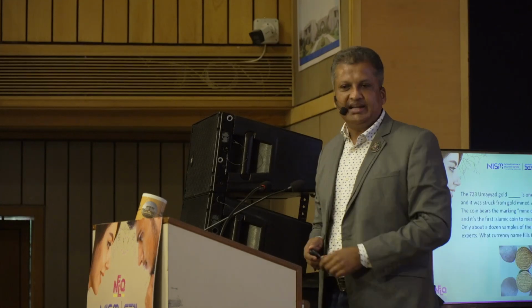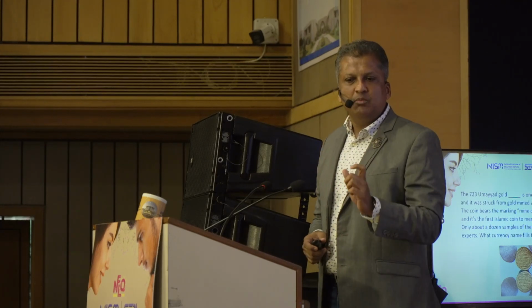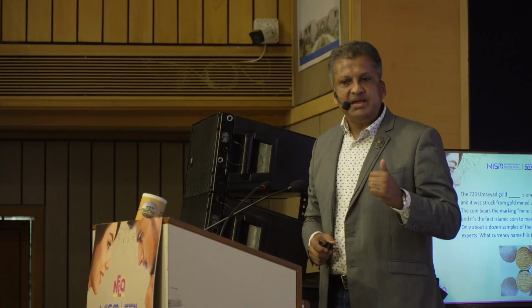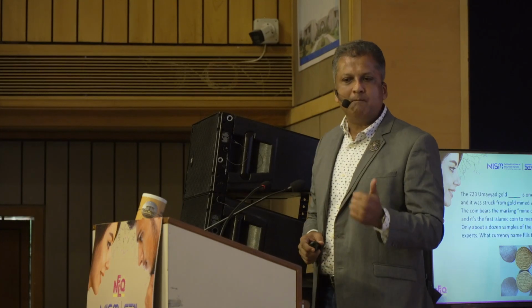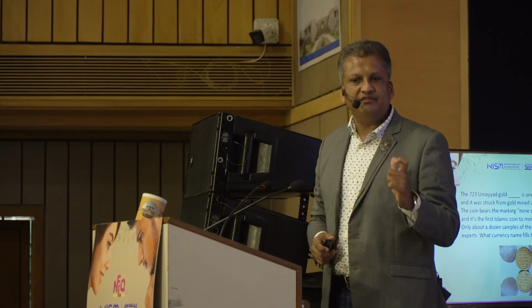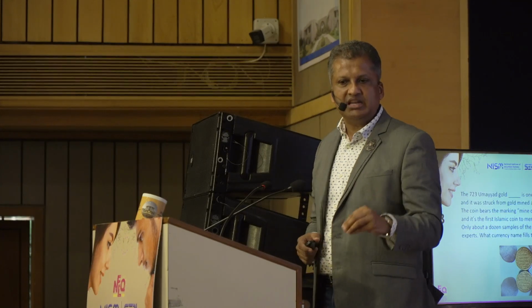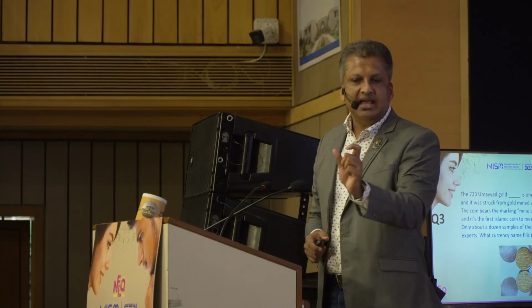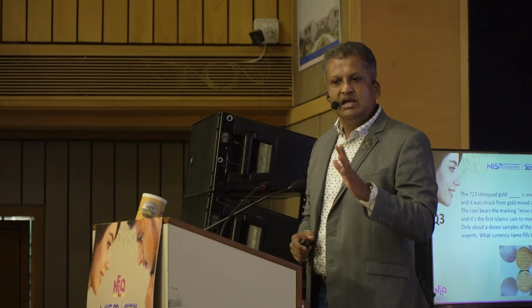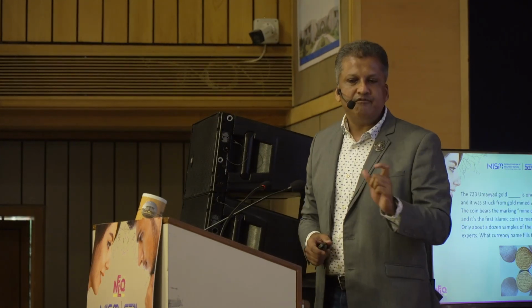Team B, you're direct. The 723 Umayyad gold blank, that blank is the name I want, is one of the most prized Islamic coins because it was struck from gold mined at a location owned by the Caliph himself. The coin bears the marking "Mine of the Commander of the Faithful," and it is the first Islamic coin to mention a location in Saudi Arabia. Only about a dozen examples of this coin are in existence, according to coin experts, numismatists. What currency name fills the blank?